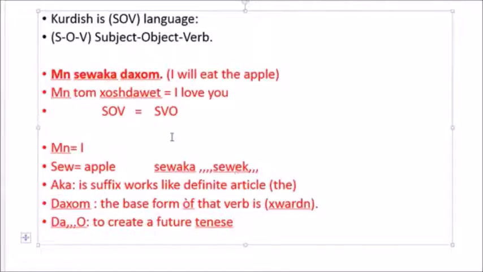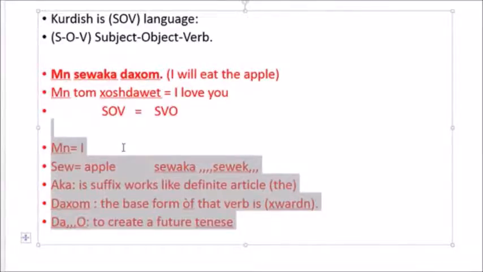So let's take an example. I will read it. Min sewaka dakhom. Min sewaka dakhom means I will eat the apple. If you see, in Kurdish it's an SOV language. Okay? Min is the subject. Sewaka is the object. Dakhom is the verb. But in English, if you see, it is subject, then the verb, then the object. Okay, that will change.